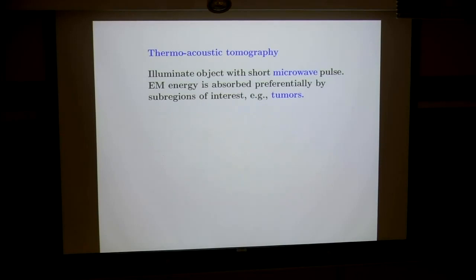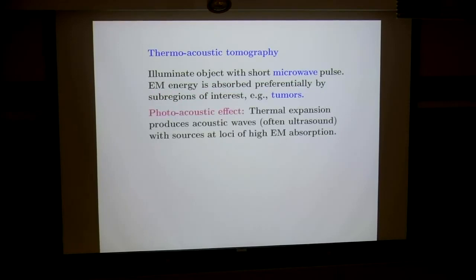So an example of this, which does not involve EIT directly, but it's related to EIT, is what's called thermoacoustic tomography. This is maybe the easiest hybrid method to describe. So here you illuminate an object with a short microwave pulse, and the electromagnetic energy is preferentially absorbed by regions of interest. In particular, tumors pick up and absorb EM energy more than healthy tissue. This has been determined empirically. And then the photoacoustic effect kicks in. So the photoacoustic effect was actually discovered by Alexander Graham Bell in the 19th century.